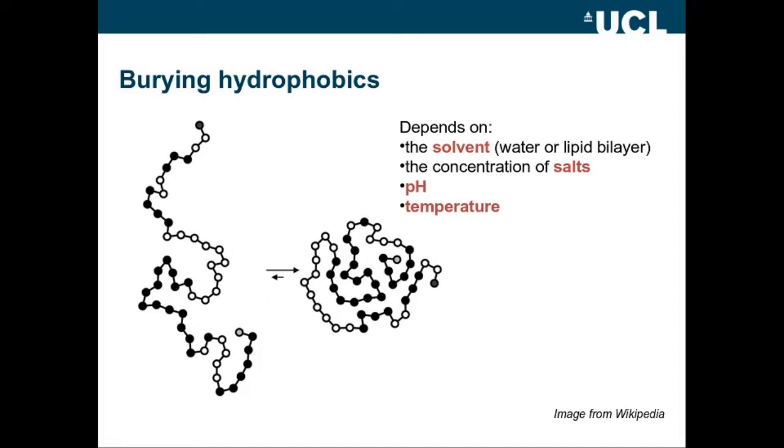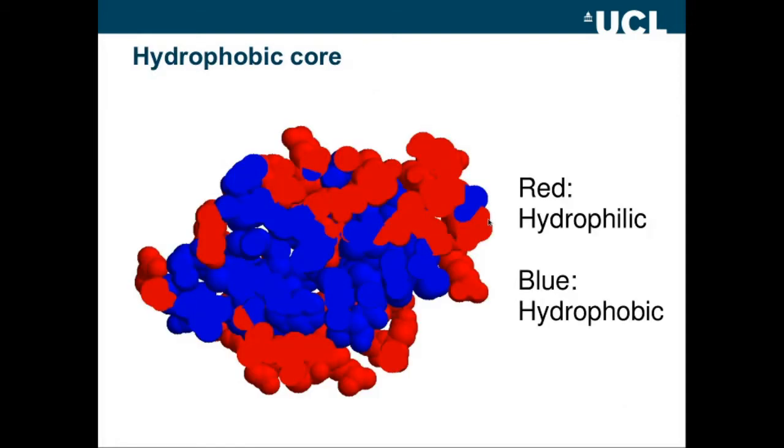But because of this dependence on hydrophobics and hydrophilics, other factors come into play, such as the concentration of salts, the pH and the temperature. I showed you this slide in the previous lecture as well. This is a slice through a protein, so you can imagine it like an apple that you have cut in half, and you can see from this that the hydrophobics shown in blue largely dominate the core of the protein, whereas the hydrophilics in red are around the outside.